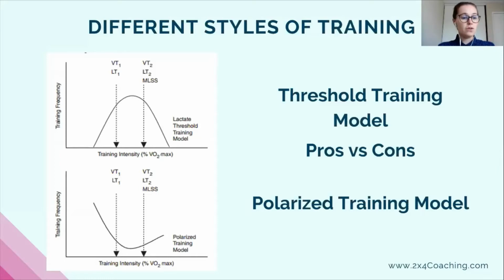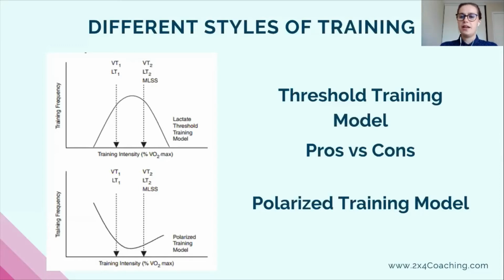It's more like a U shape, and we can see again those same two arrows. VT1, LT1, represents the aerobic threshold. VT2, LT2, represents the anaerobic threshold. What we're seeing here is that for this polarized training model, we have a lot of training frequency, so a lot of time spent in zone 1 or zone 1-2, not very much time spent in zone 3, and a lot of time spent in zone 4+. And so that's the polarized training model.